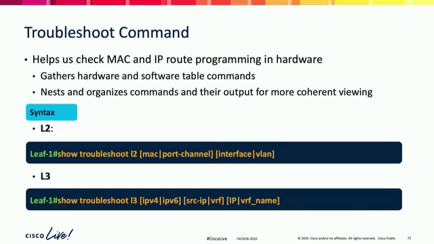In those kinds of cases, I remember I used to run a lot of commands to verify if my MAC is misprogramming hardware or a route is misprogramming hardware. To remember those commands can be difficult. But with this new tool, show troubleshoot L2 and a MAC address, it's going to go and check your MAC programming in hardware. Or if you do show troubleshoot L3 and the prefix you are troubleshooting, it's going to go and verify the route programming in hardware. Let me show you one example of how to do it.